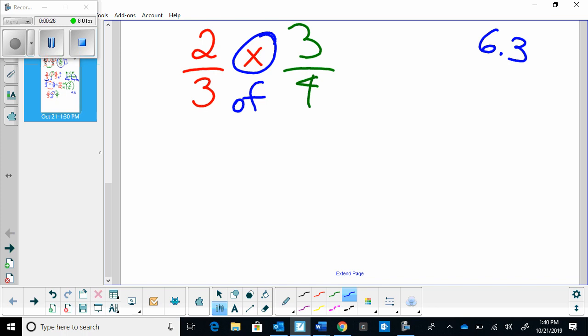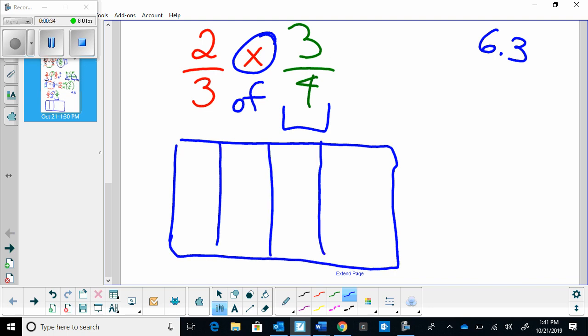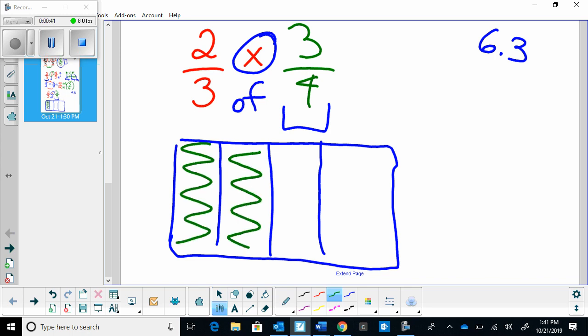So what that means is I'm going to draw this 3/4 first. So I got my diagram, and I'm going to draw 3/4. I split it into 4 and I need to color in 1, 2, and 3. So I drew that 3/4. That is my first step, because I want 2/3 of 3/4.